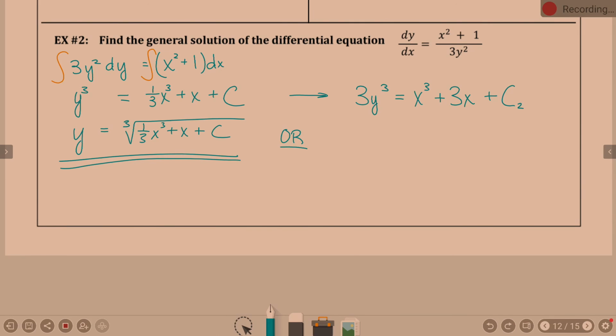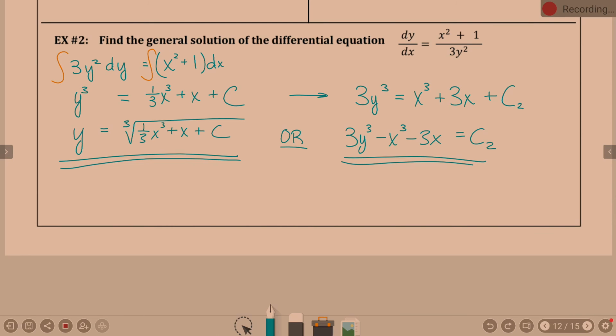And if I do that officially, in a way, it's a different constant, right? It's 3 times that previous constant. And then if we put all the terms on one side and the constant on the other side, 3y cubed minus x cubed minus 3x equals the C2. Okay? And I show both.